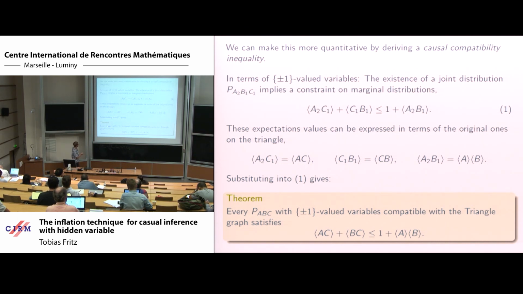So now making the substitution, we arrive at this compatibility inequality that every distribution P, A, B, C that is compatible with the triangle causal structure must satisfy. And this is now a more robust version of the earlier argument. And the nice thing about this is that we started out with a linear inequality, and here it becomes polynomial in the probabilities.